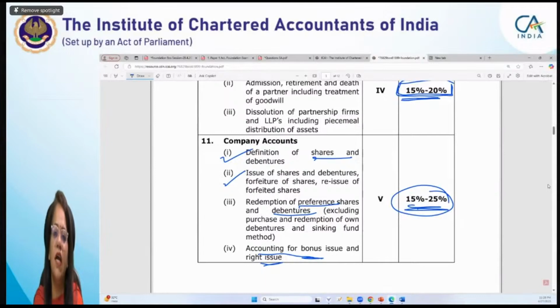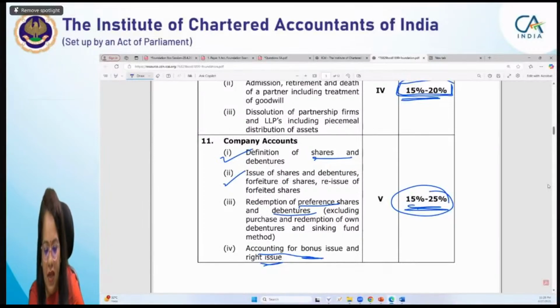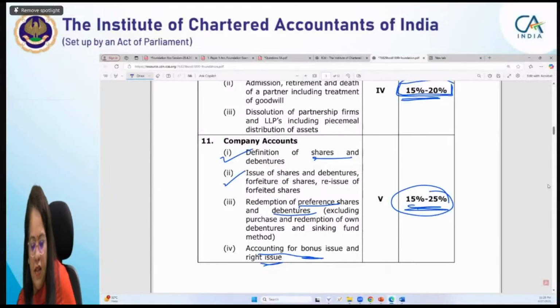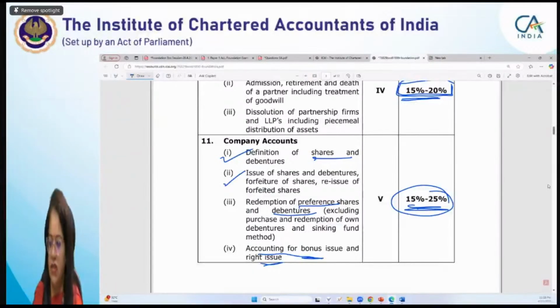Just understand the concept. What are tangible and intangible assets? If you know the concept, you'll be able to write it in your own language. All right. At this stage, I do not expect you to cram everything, but understanding the concept, knowing how to solve that paper, what should be the concept here, what to write in that question is important at this stage.